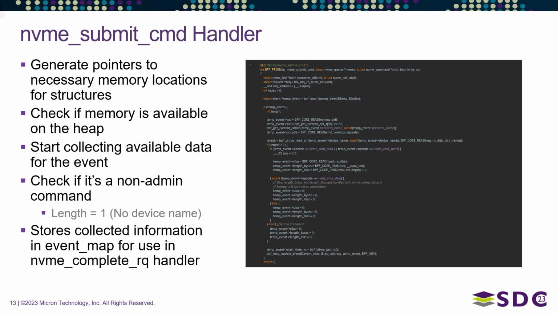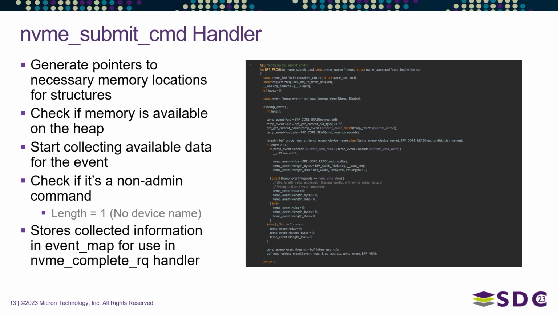On the NVMe submit command, this is where we generate pointers necessary for the location of structures. We check, and then we use a memory map as a heap in order to get around the 512 byte limit. So with all the data we're collecting, it ends up being more than 512 bytes per transaction. I couldn't remember if it's 512K or 512 bytes. So we use a memory map that acts as a heap. It basically has a single structure in memory per CPU that you can use as an interim place to hold your data as you store the transactions to handle at the completion while you're collecting the data.